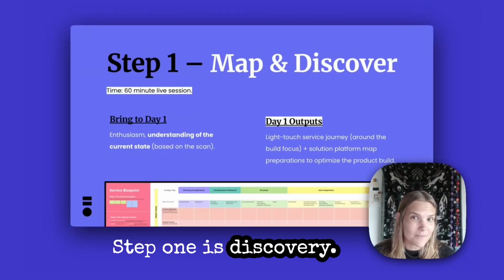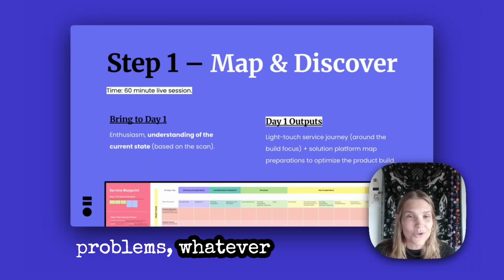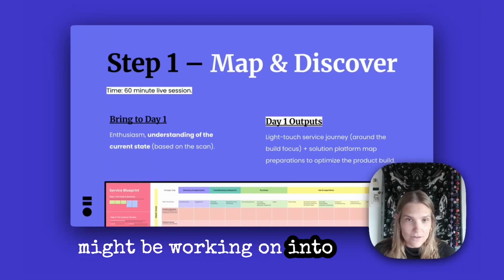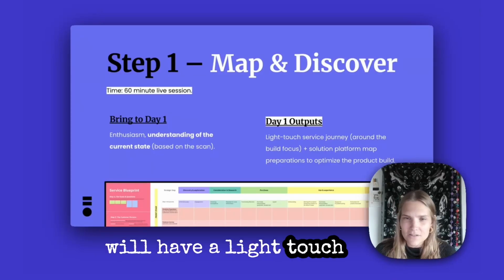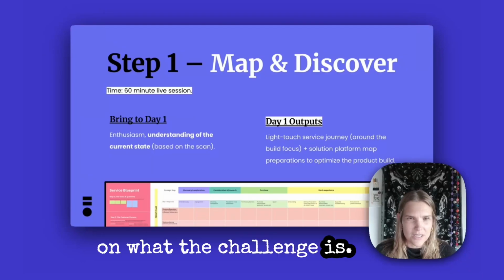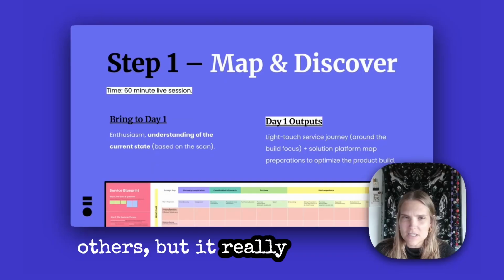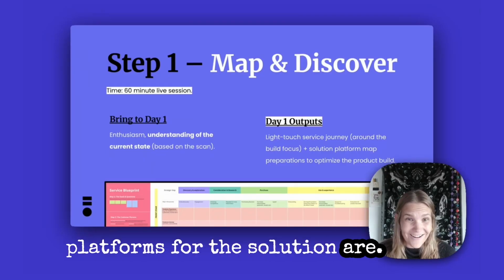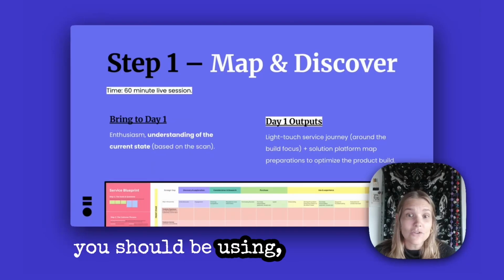Step 1 is discovery. This means bringing everything you have, all of the understanding of your current situation, your problems, whatever it is that you're solving, as well as the selected idea that you might be working on, into the table and going a bit deeper. At the end of day 1, you will have a light touch service journey, depending on what the challenge is. In some cases, it might be more comprehensive than in others, but it really depends on what you're trying to solve. You will also have a clear idea of what the potential platforms for the solution are. So if there are any integrations or platforms that you should be using, you will find them out here on step 1.